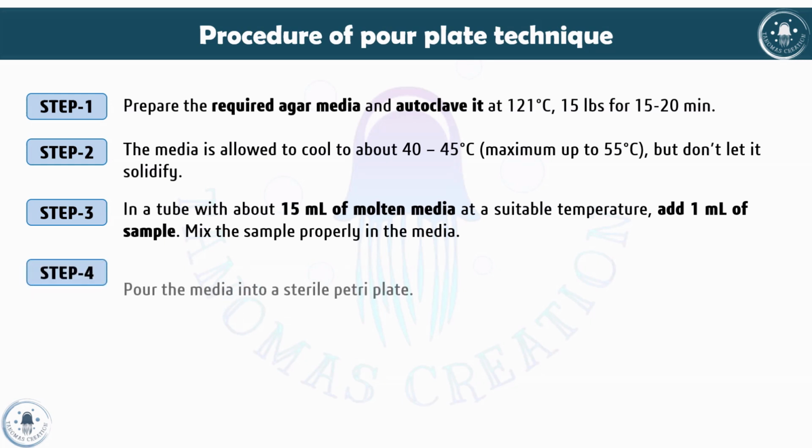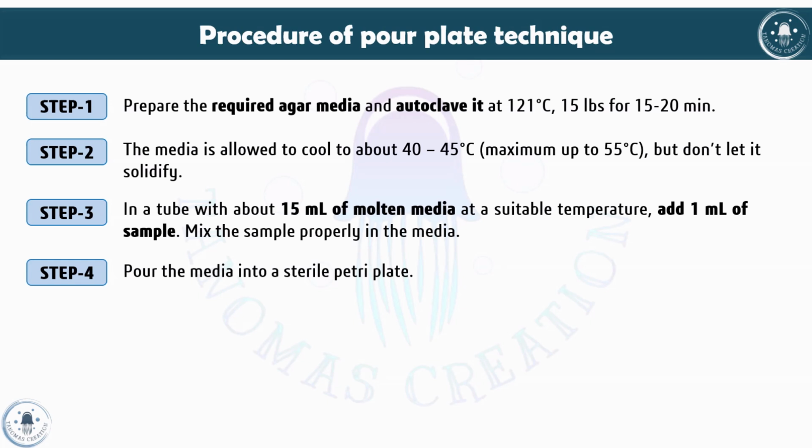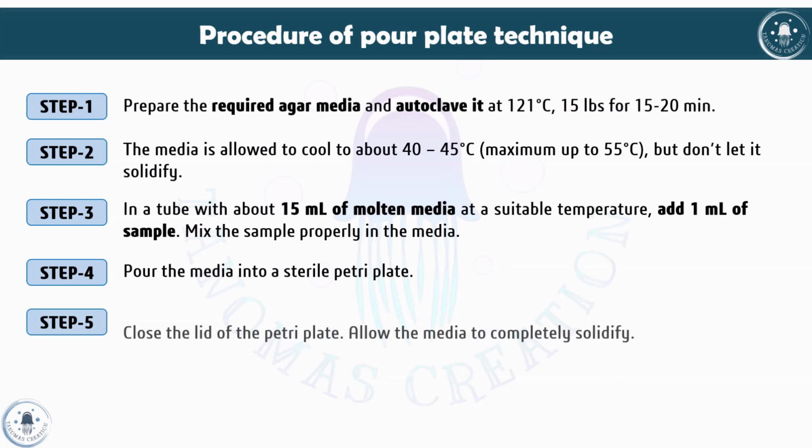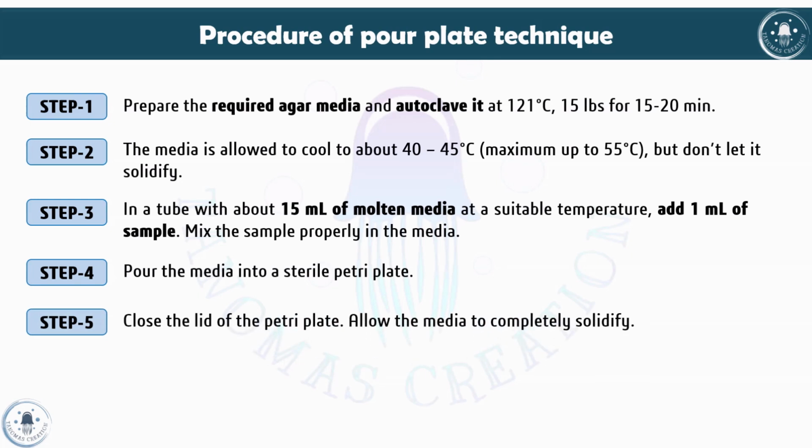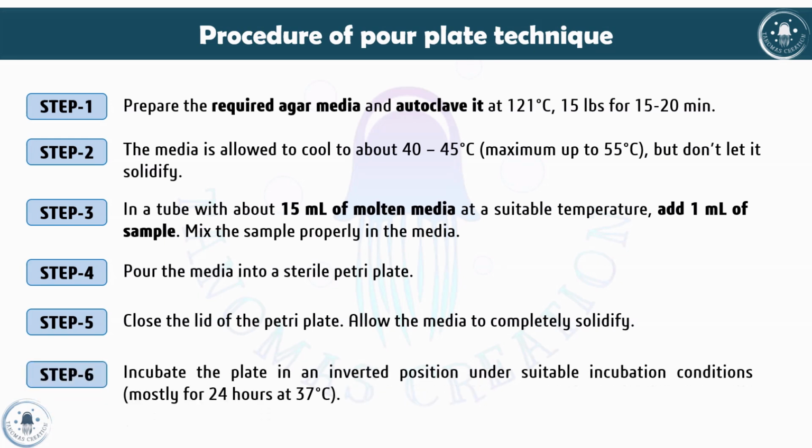Now, after mixing, you pour the media into the sterile Petri plate. The plate you have autoclaved, the blank Petri plate which you have, you pour the whole media into the sterile Petri plate. And then after that, you close the lid of the Petri plate and allow the media to completely solidify. After that, you incubate the plate in an inverted position at suitable incubation conditions, mostly for 24 hours at 37 degrees Celsius.